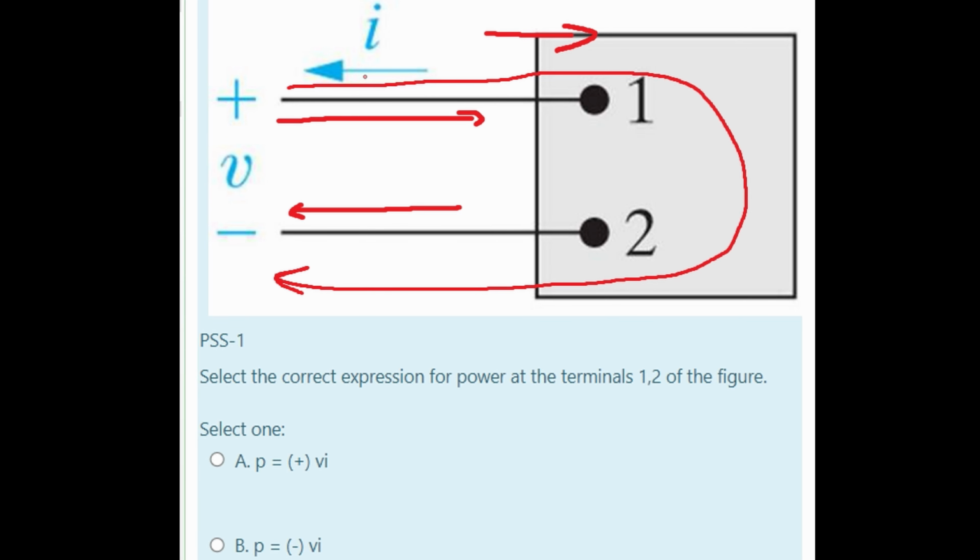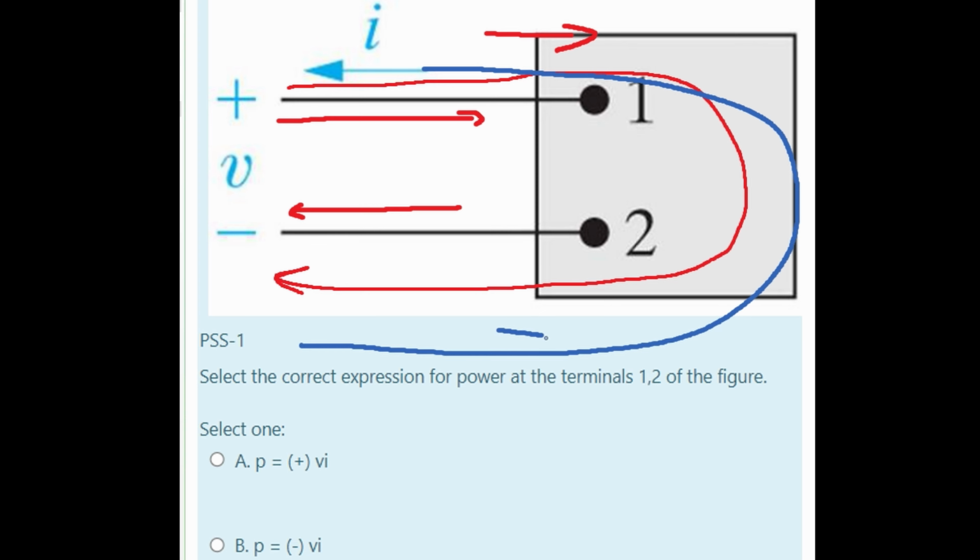So if current is going this way, meaning I'll draw this in blue, current is basically like this, and it's going this way. Since it's going the opposite way, that means it's going to be negative. If voltage and current are in the same way, that means it's positive. So for this exercise, it will be B.